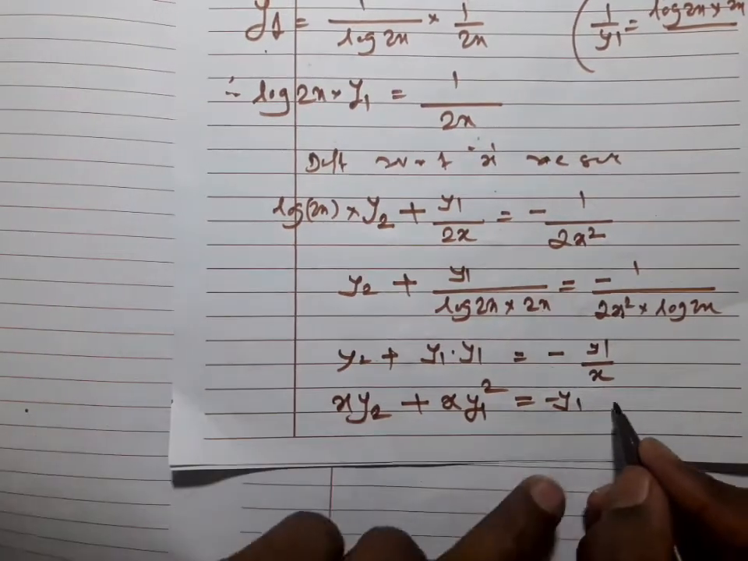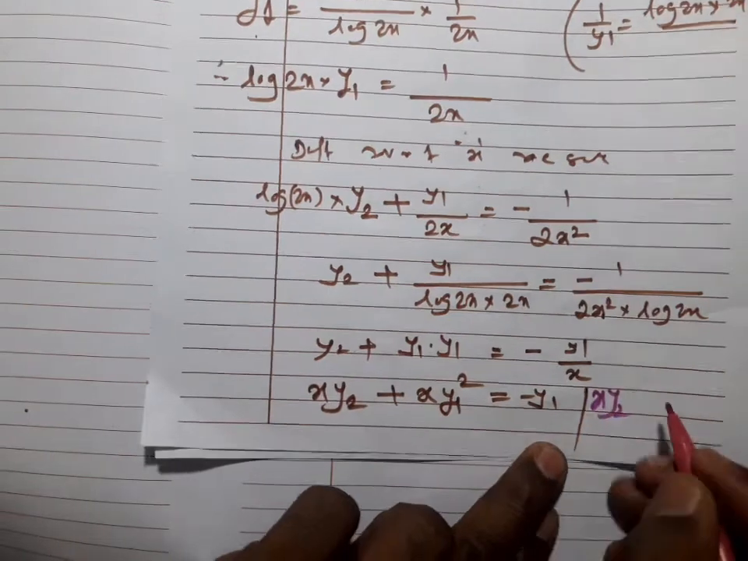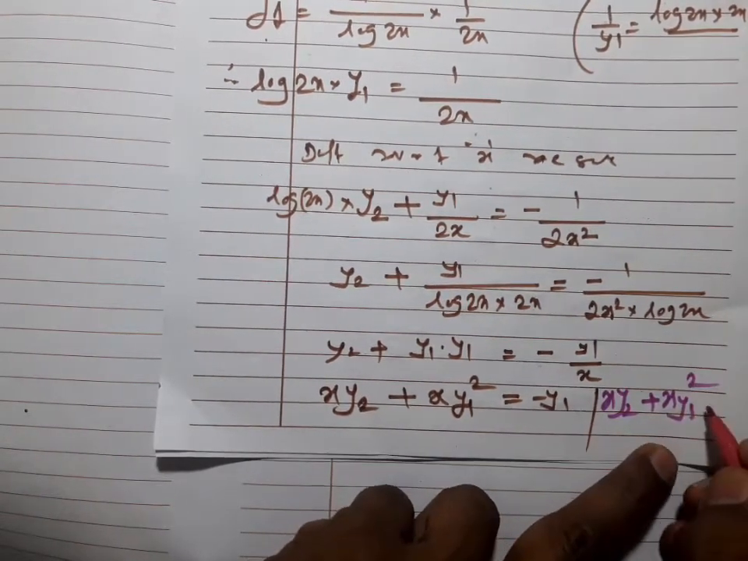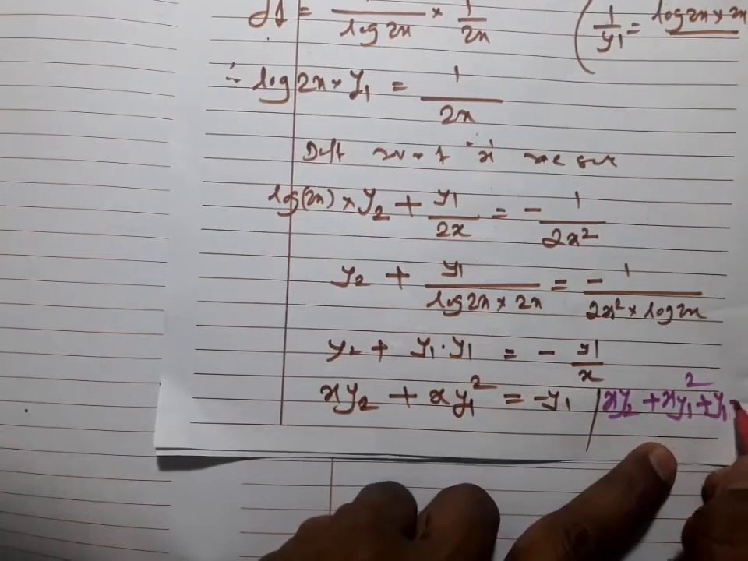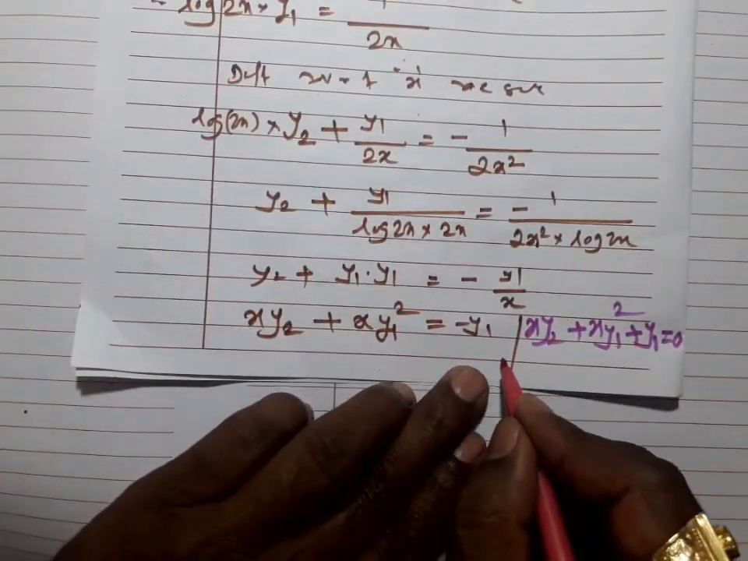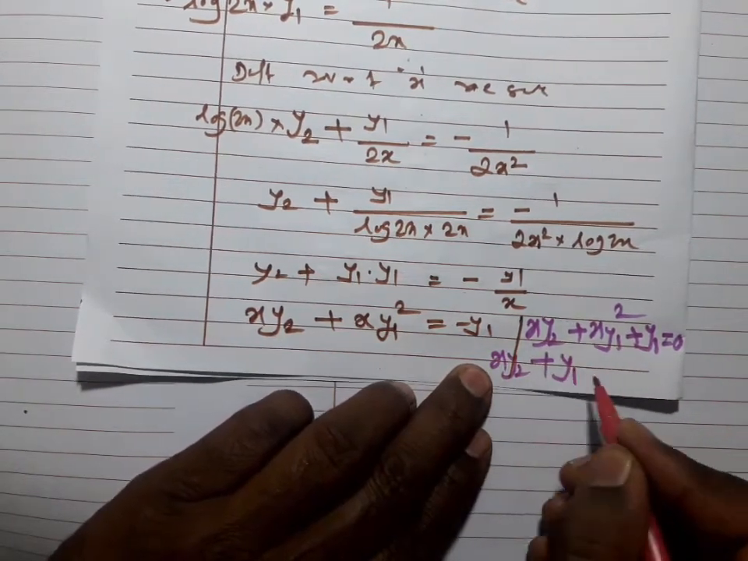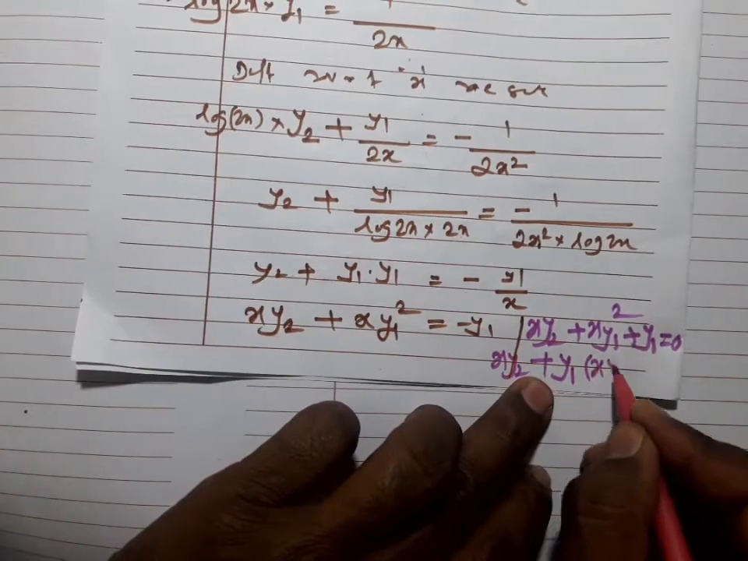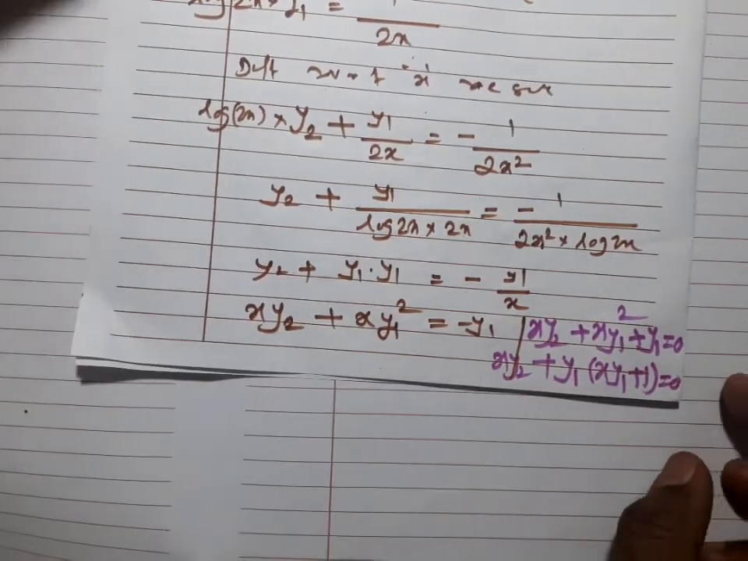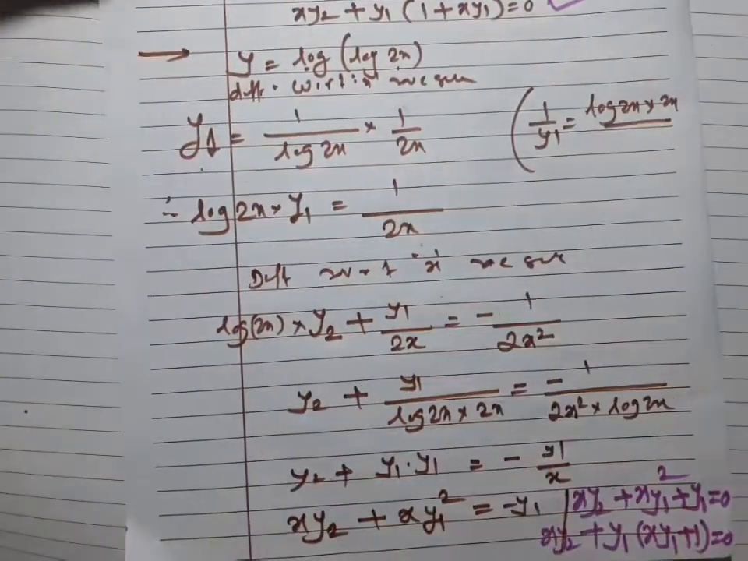This is nothing but the final step. x y2 plus x y1 square plus y1 equal to 0. Now take the common: x y2 as it is, y1 is common, so it is x y2 plus y1 times (x y1 plus 1) is equal to 0, and this is the required term.